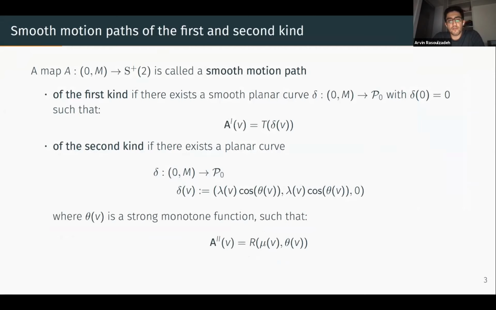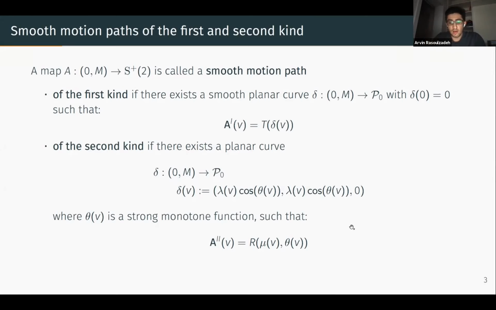Regarding the T surfaces of the first kind and the second kind, this is something straightforward. If we have a planar smooth curve like delta, the smooth version of the delta that Jonas introduced, then we can have the smooth motion path of the first kind, where it is related to this delta via this translation matrix that again Jonas mentioned on his slides. And regarding the second kind, we will have the scaling and rotation matrix, as you can see on the bottom part of the slides.